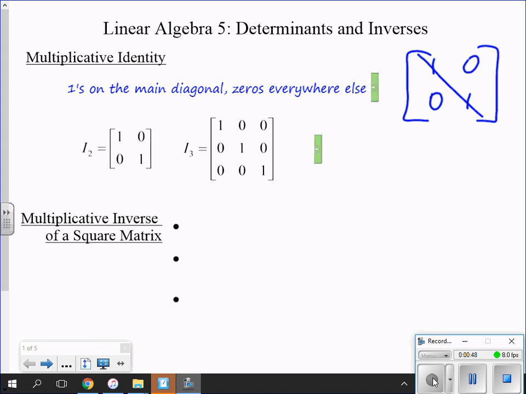Oh, I forgot. Here are 2 examples of them. Okay. So there's a 2 by 2 and a 3 by 3.